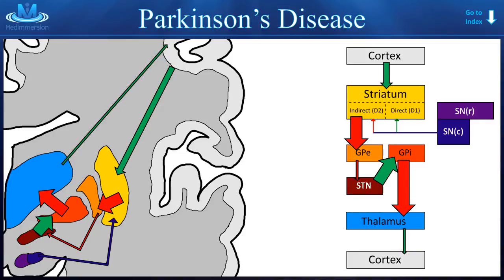So if you put those two pathways together, the ultimate result is an increased inhibition from the globus pallidus internus and thus decreased excitation to the motor pathways from the thalamus, which leads to the symptoms of Parkinson's like bradykinesia, difficulty initiating movements, and slowness and rigidity, things like that. Okay?